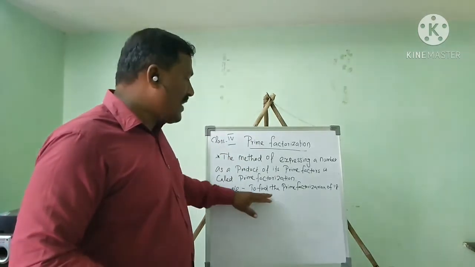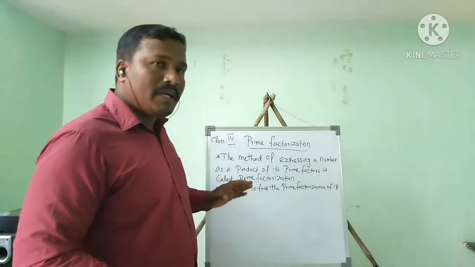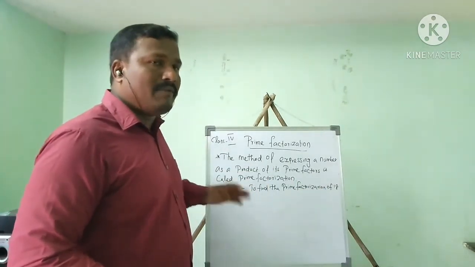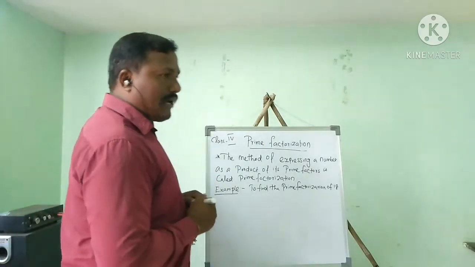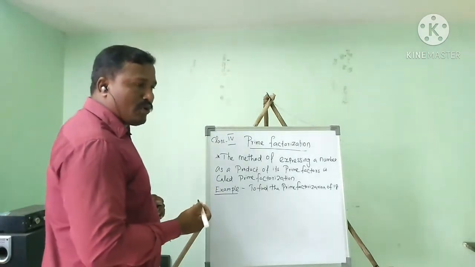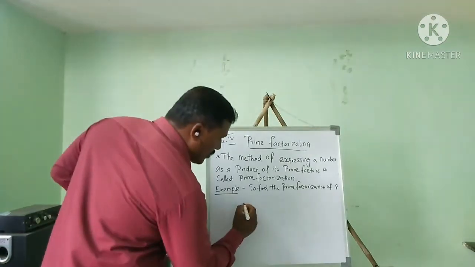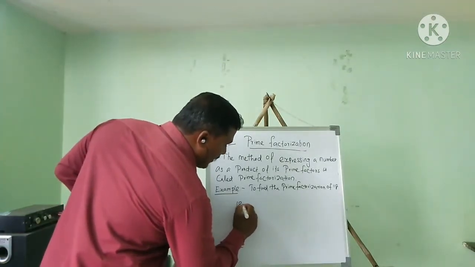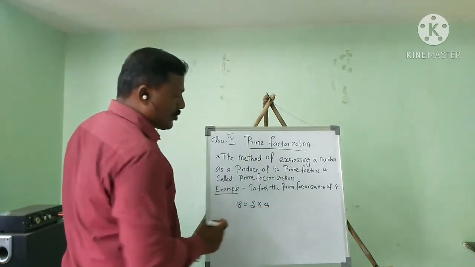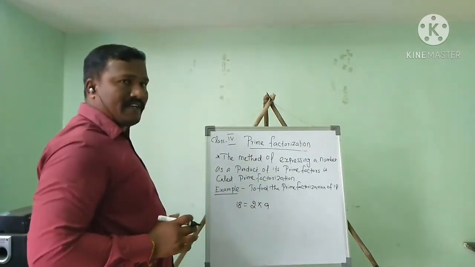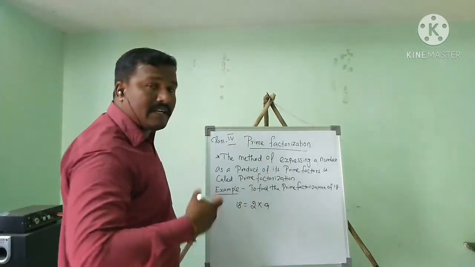I take to find the prime factorization of 18. Before we saw some numbers, now I will take 18. You know very well how to find the factor. So 2 9s are 18. So 18 is equal to 2 into 9. Then 9 we can divide further.